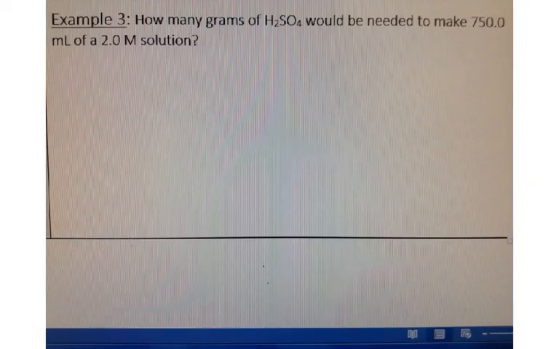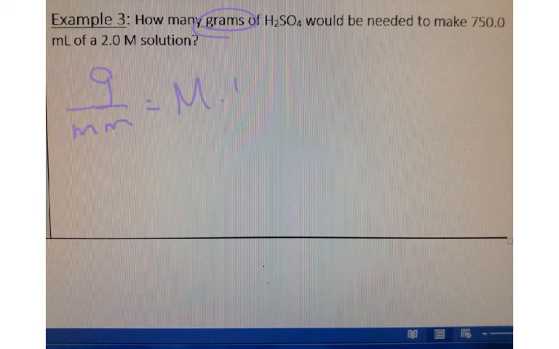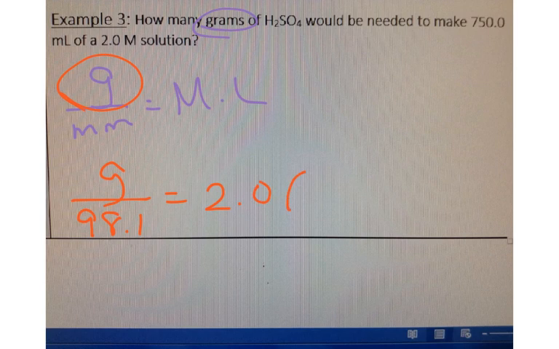Alright, the next one is how many grams of H2SO4 would be needed to make 750 milliliters of a 2 molar solution. So once again, I'm going to use the grams formula, which is grams over molar mass equals molarity times liters, and the reason why is because I'm asking for grams. So in this case, this is the one that I'm asking for. So I'm going to have G over my molar mass, which is still 98.1. That equals my molarity, which is 2.0 times my liters.